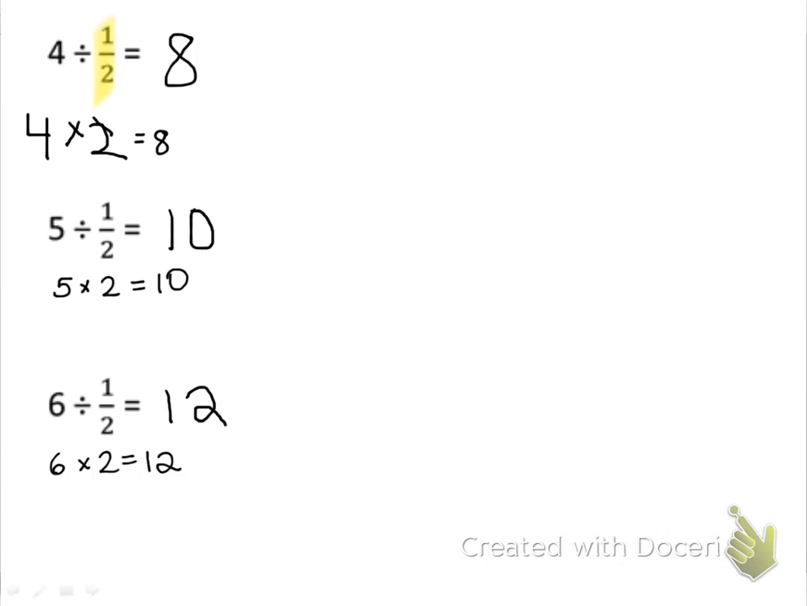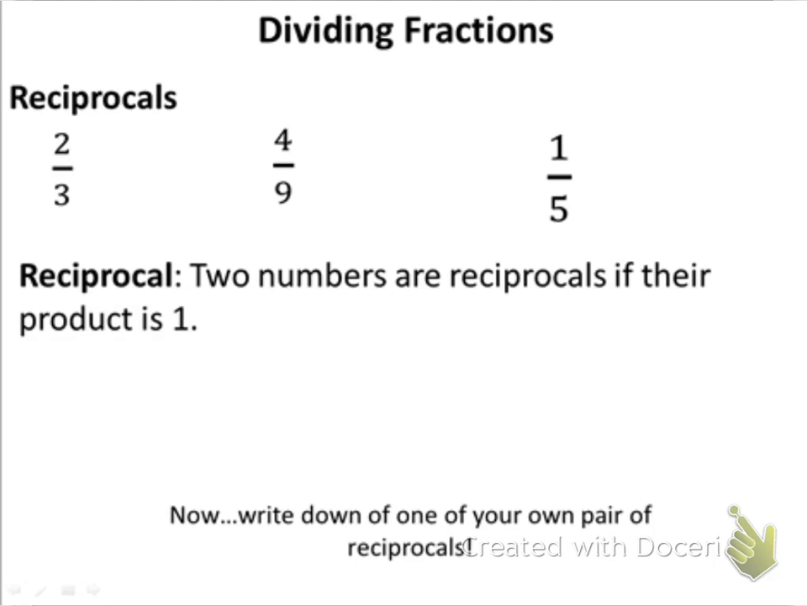When we're dividing with fractions, it is related to multiplying. It's related to multiplying the reciprocal. In order for you to understand what that means, let's talk about what a reciprocal is. Reciprocals are 2 numbers who have a product of 1. So reciprocals are 2 numbers if when you multiply them together, because product means multiplication, we get 1.